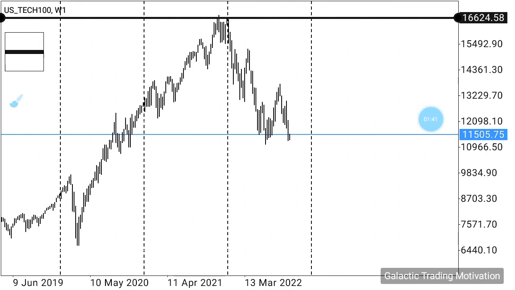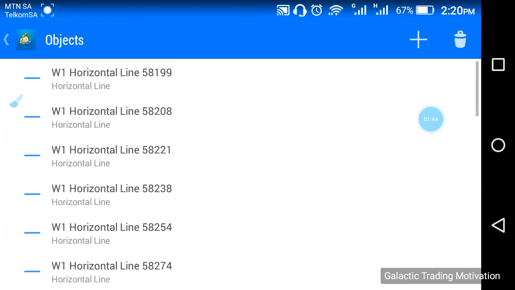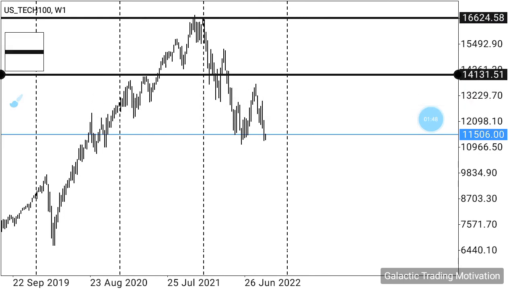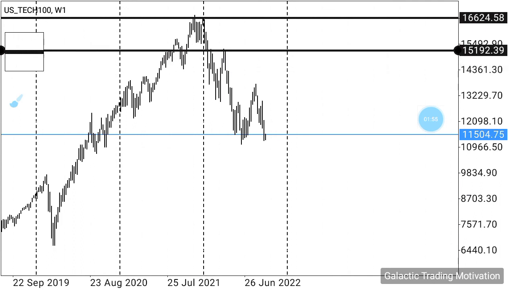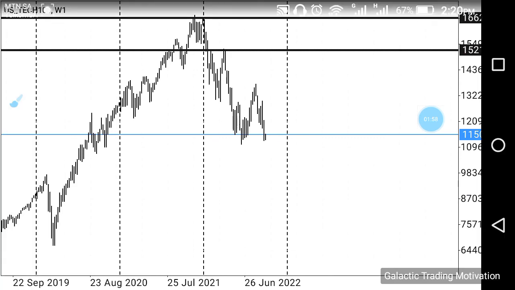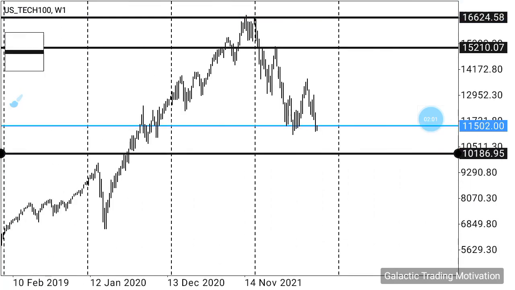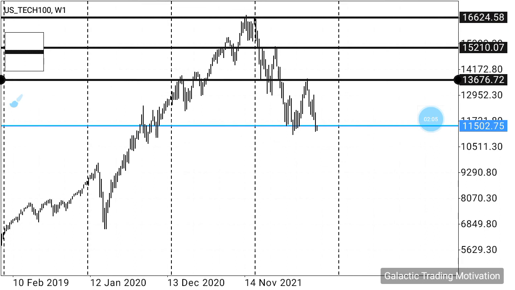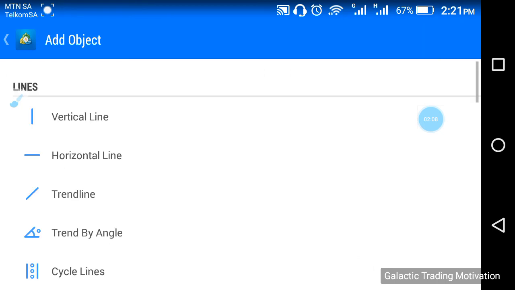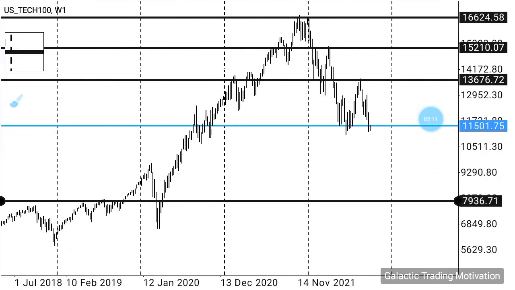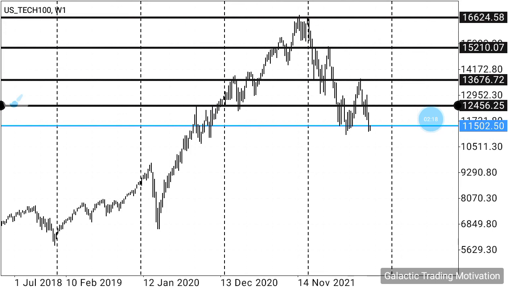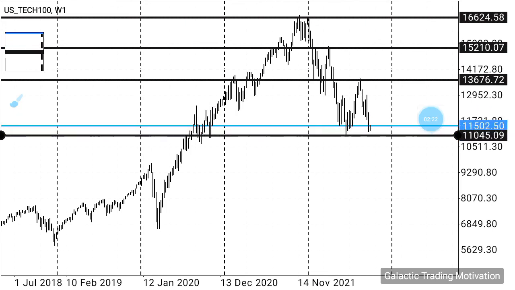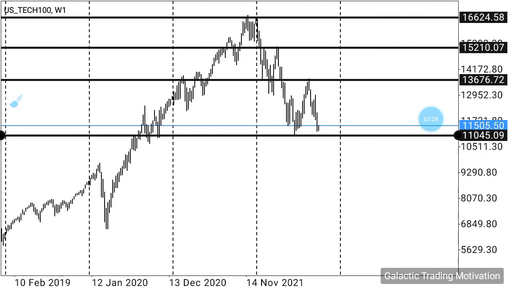I'm just going to mark my support and resistance levels, right? And we're marking the ones that are obvious. We're marking the ones that are obvious. So just bear with me, guys. There we go. Let me mark the next one. There we go. The next one.